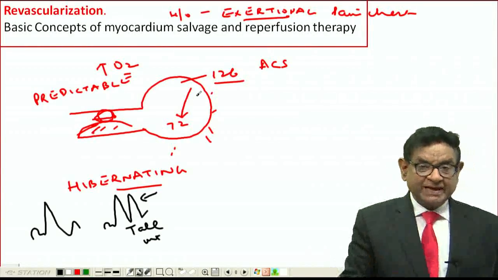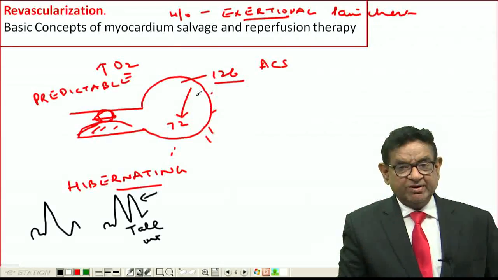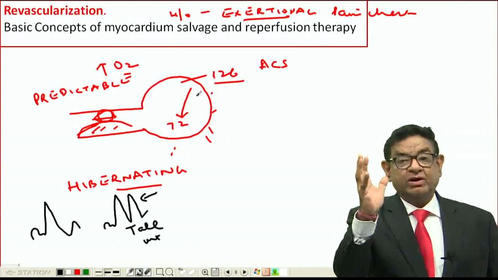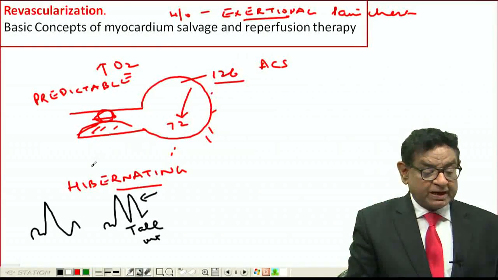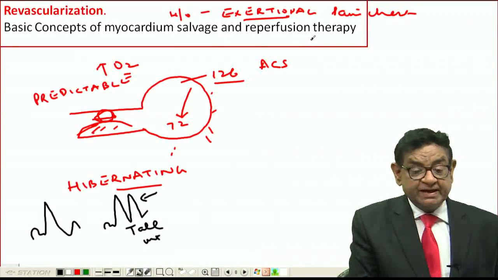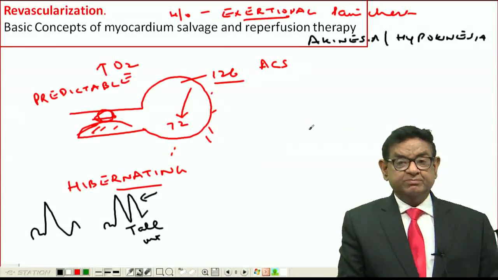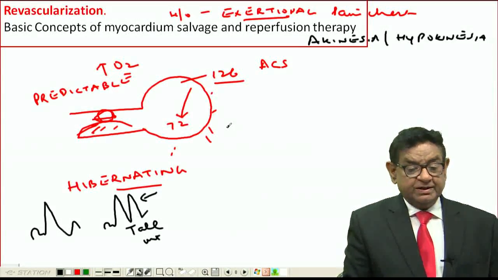Now, what happened mechanically? Normally, this is the way the myocardium is contracting. Now, as the blood supply has totally stopped, there is no contraction in the myocardium, which we call akinesia, or there may be slight movement, which we call hypokinesia. So the patient can develop akinesia. This is the problem, what we are getting mechanically.